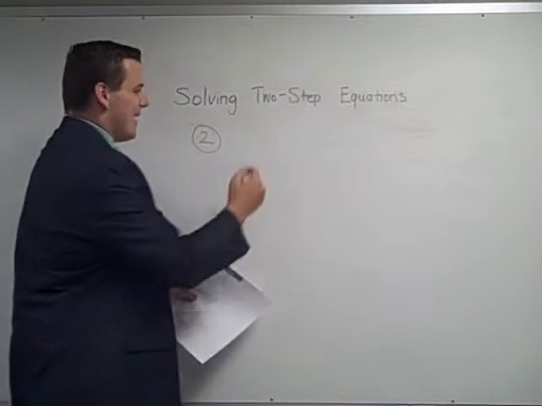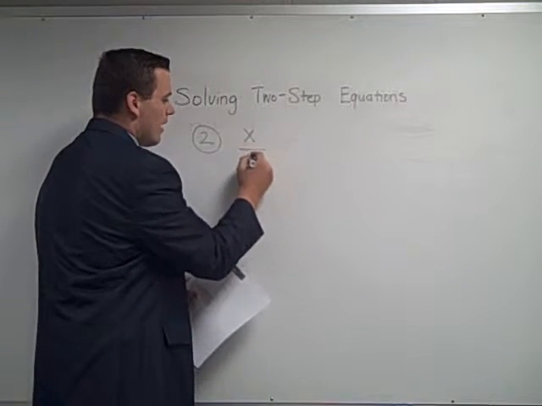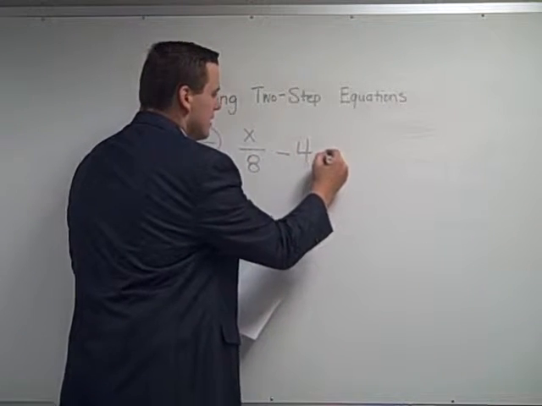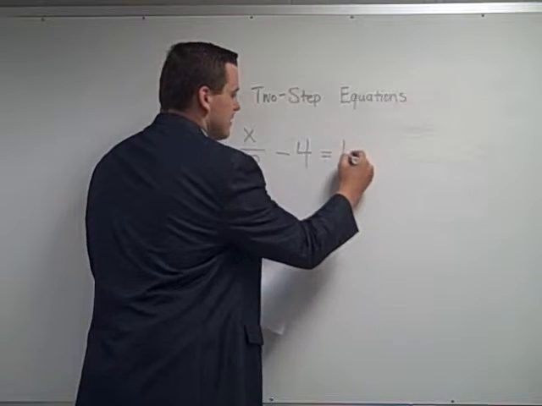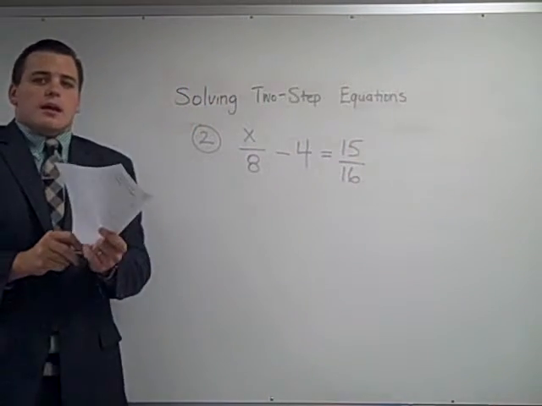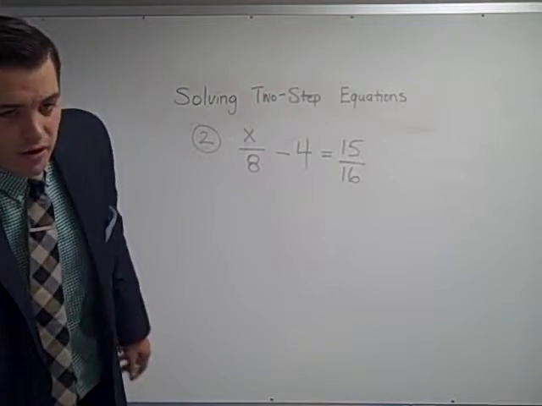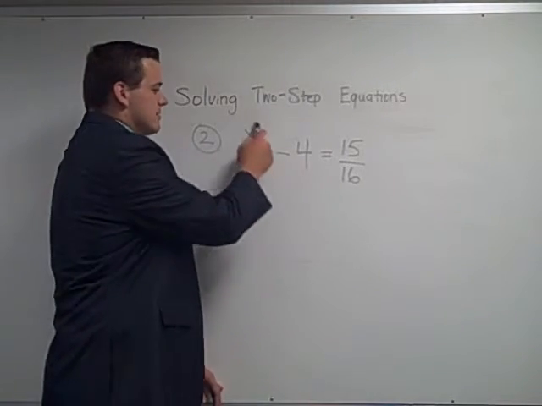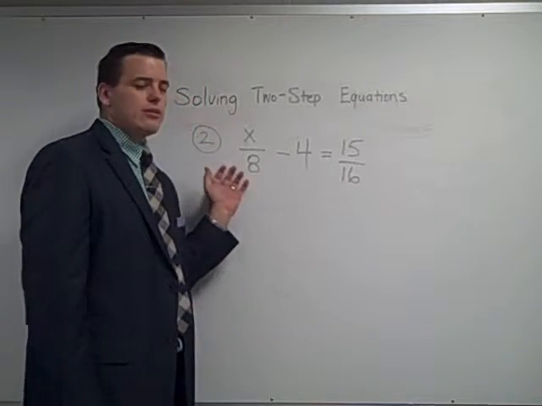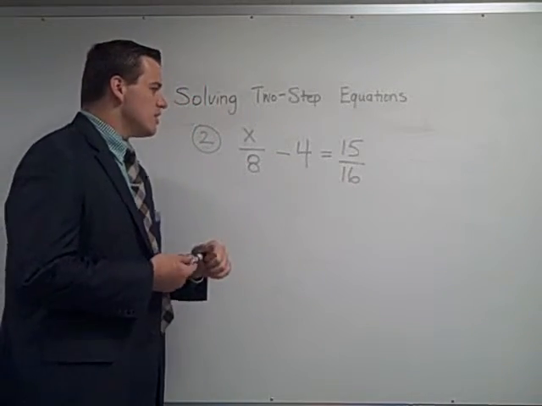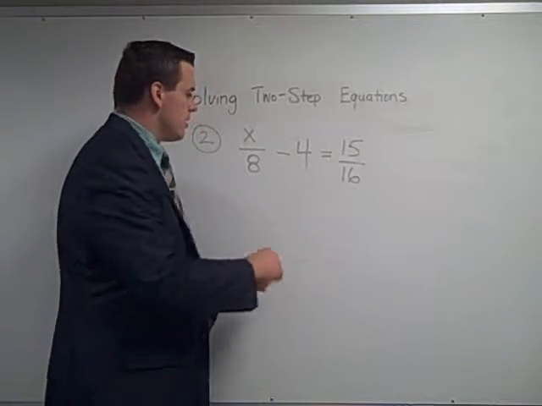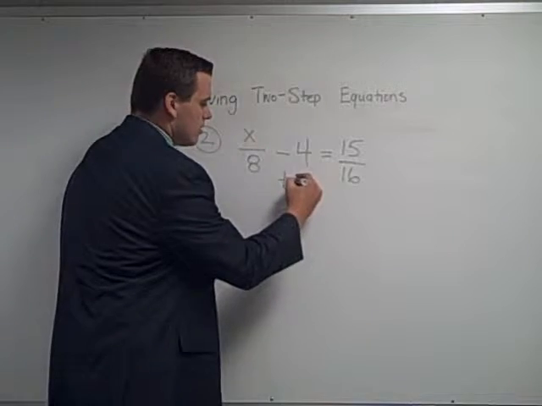Number 2 is x over 8 minus 4 is equal to 15 over 16. So, whenever my variable is kind of tied to a fraction, I want to clean up everything to the right and to the left of it first. So I want to clean up this 4 first. So I need to do the inverse operation of subtraction, which is addition. So I'm going to add 4 to both sides.